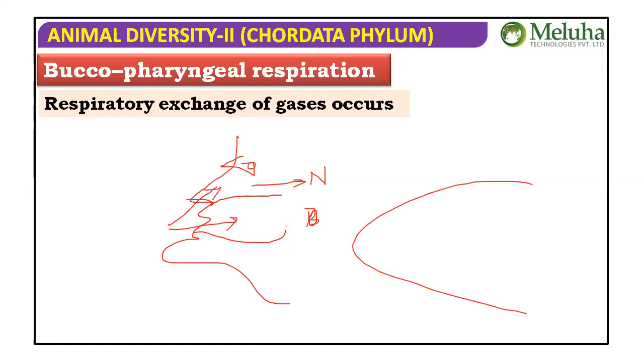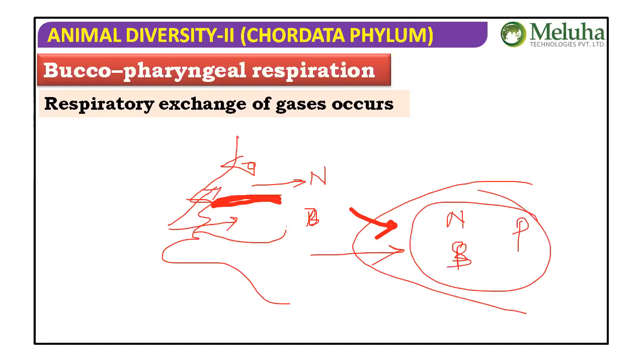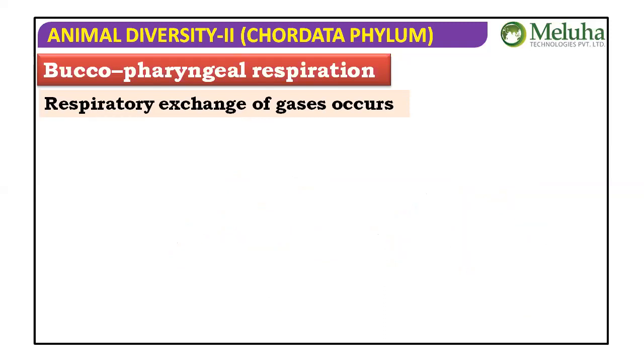There the nasal chamber and buccal chamber are separated by the palate, as we learned earlier. In the case of the frog, the nostrils open into the nasal chamber, the mouth opens into the buccal chamber, and they all open into the pharynx, all are united. Nasal chamber, buccal chamber, pharyngeal chamber, pharynx, collectively we call the buccopharyngeal cavity. Why? Because there is no palate in the frog. The palate is absent.